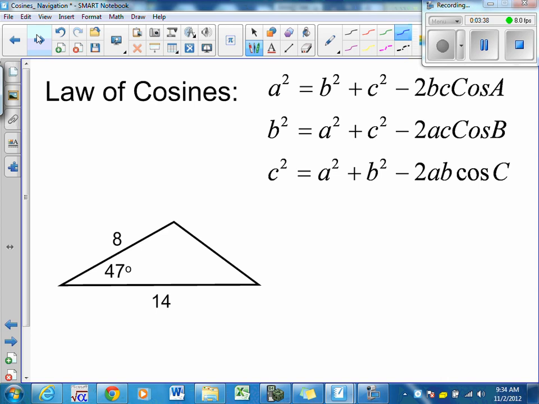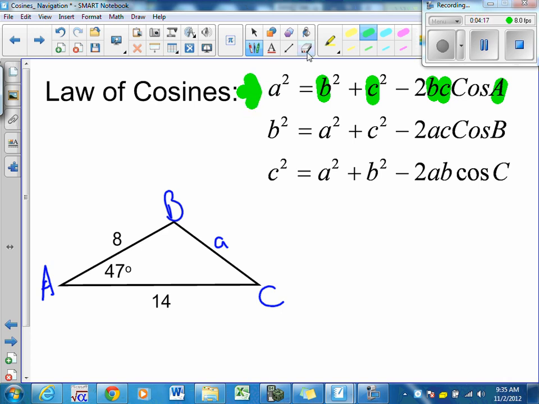Now, here's the law of cosines. There's three equations, but we only use one of them, and it depends what we're given. My triangle is not labeled. So if I labeled it angle A, angle B, angle C, and I want to find angle A, I would look at the top equation and say, well, I know b, I know c, and I know angle A. So if I labeled the triangle this way, I would use the first formula.